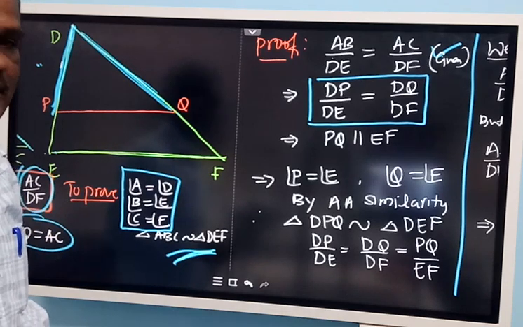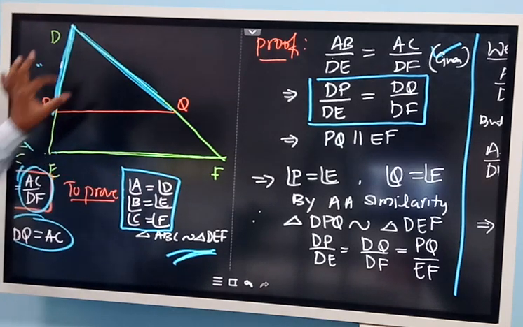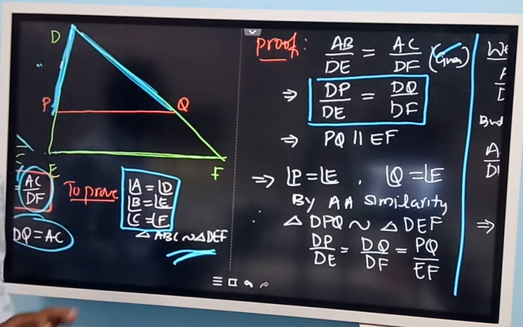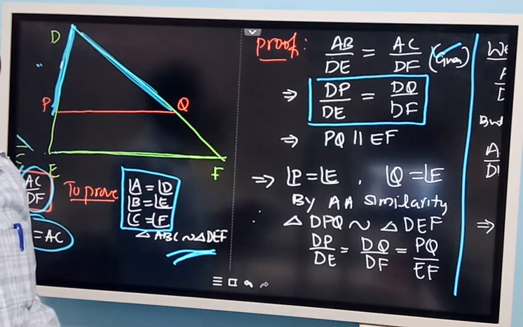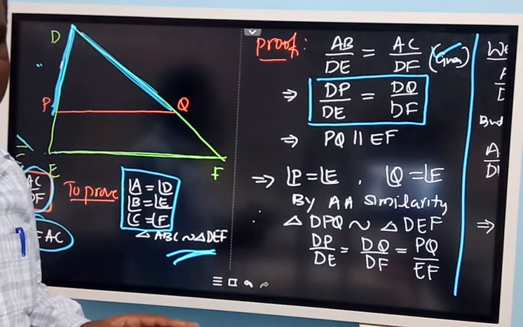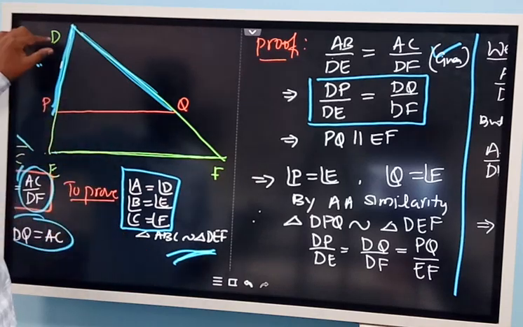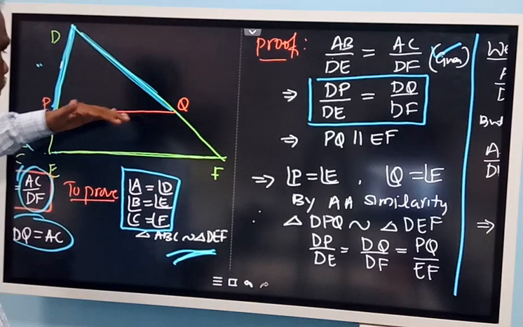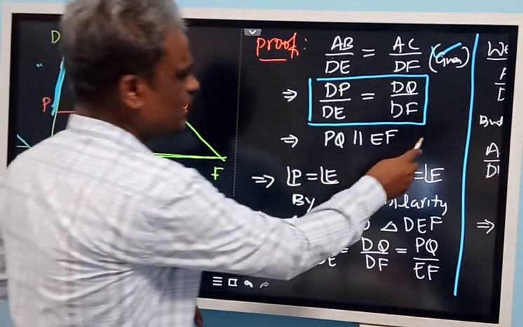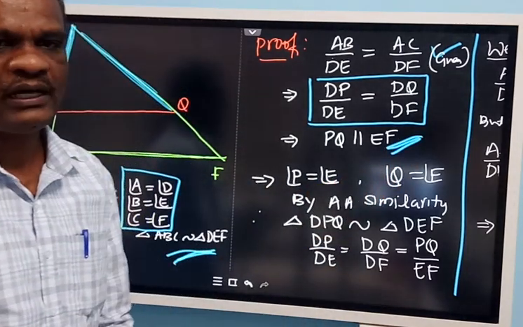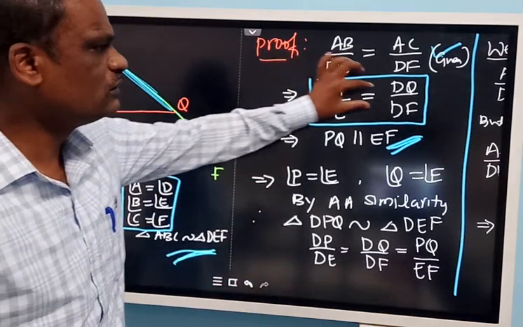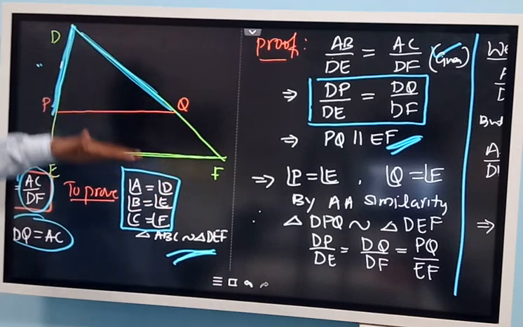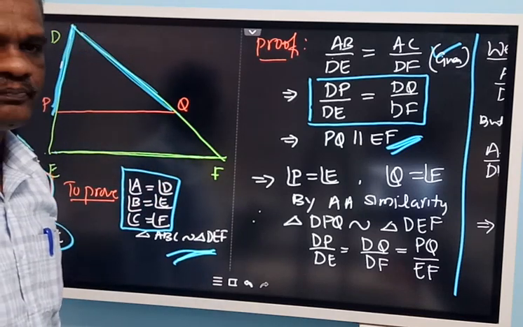Thales theorem says DP by PE equals DQ by QF. But in the problem we did adding on both sides, taking LCM, and then we proved that DP by DE is equal to DQ by DF. That is possible only if PQ is parallel to EF. So we concluded that PQ is parallel to EF. Since these two ratios are equal, DP by DE and DQ by DF, you can conclude PQ parallel to EF.